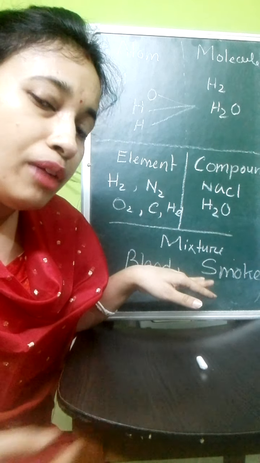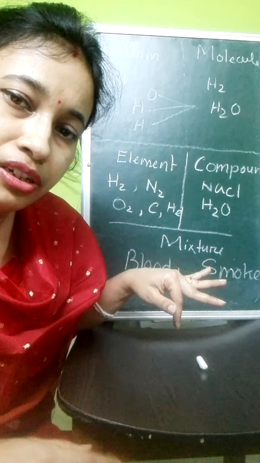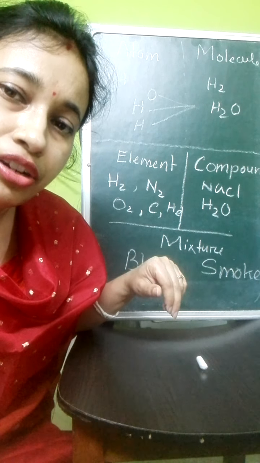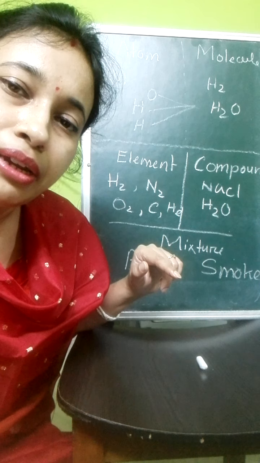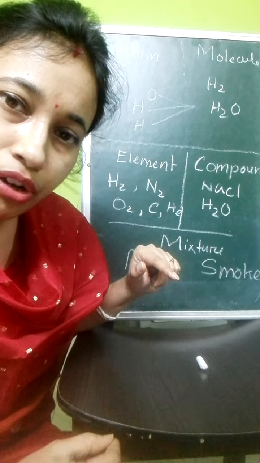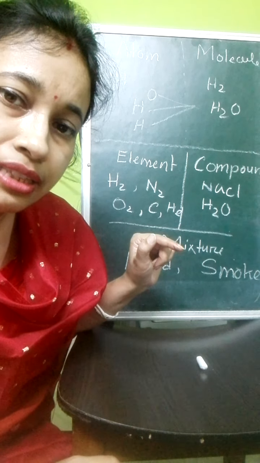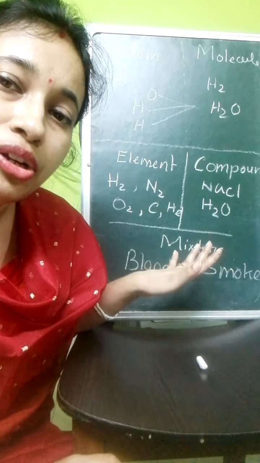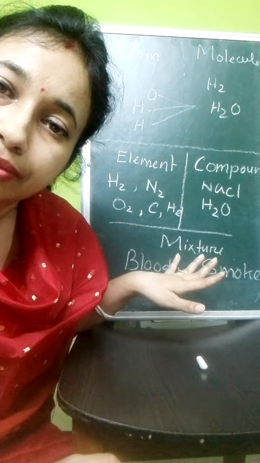So if we are mixing salt and water or sugar and water, there is no fixed ratio that we have to mix. We can make our mixture according to our wish. So mixture is not a pure substance, and we can separate the constituents of a mixture by physical methods.